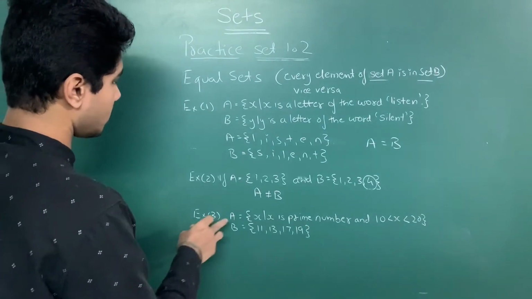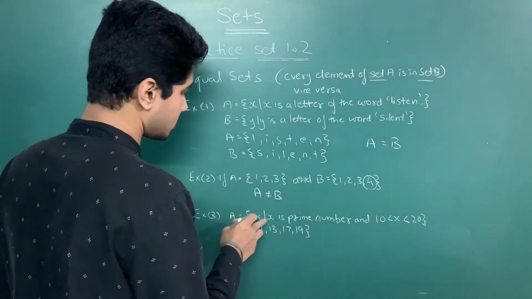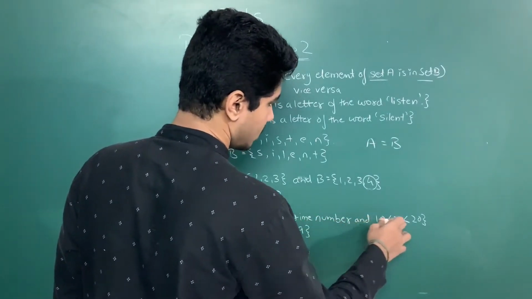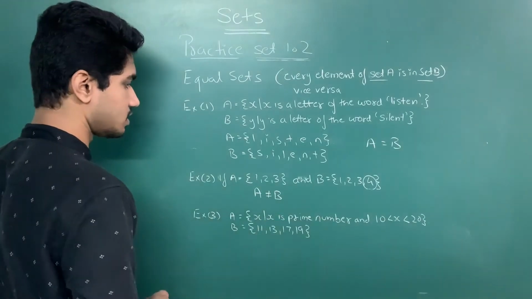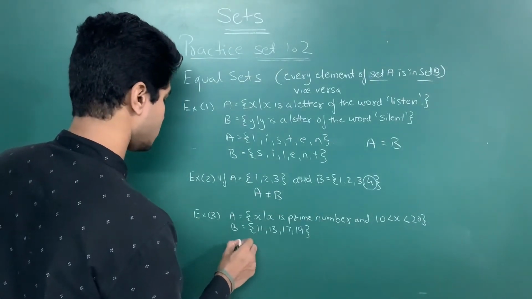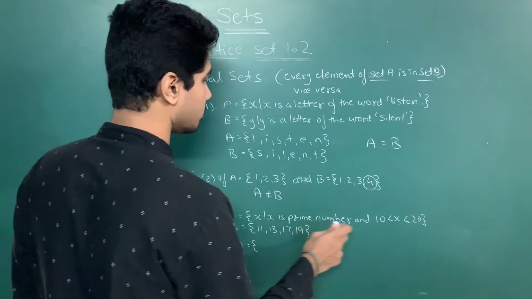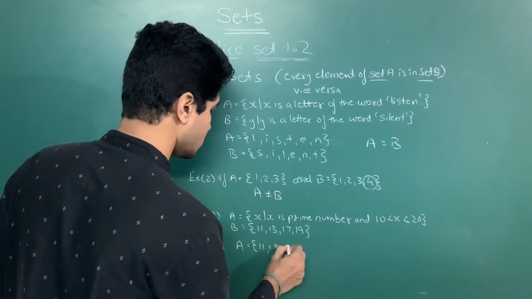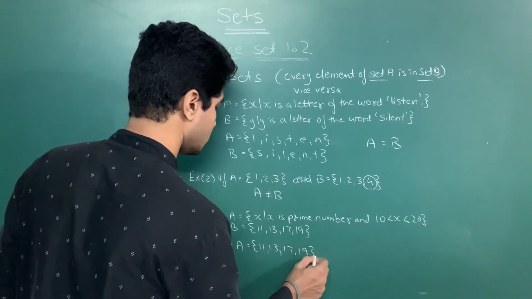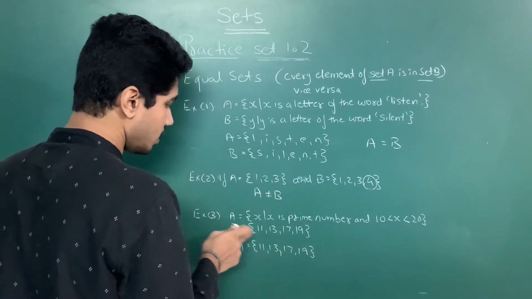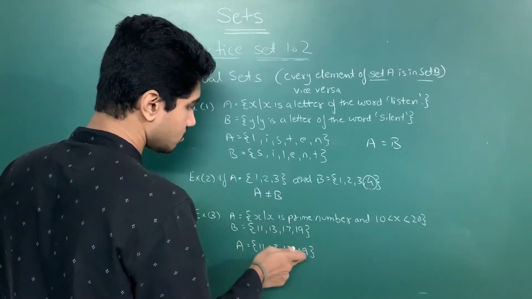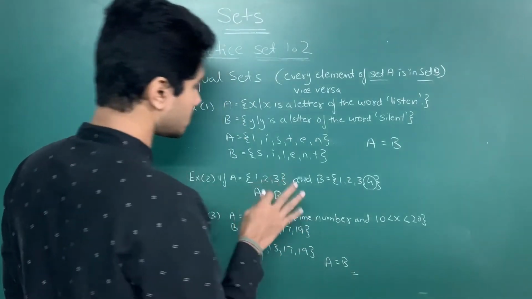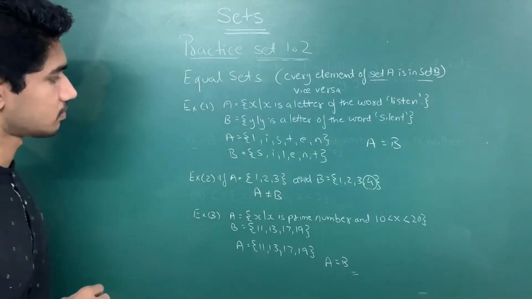Let's see example 3. A is a set of X such that X is a prime number and X is greater than 10 and less than 20. Now this is given in set builder form. We'll write it in the listing method. That is A: prime numbers between 10 and 20 are 11, 13, 17 and 19. Now if you see the set B, the elements are the same. So therefore you can say A is equal to B. So this is called equal sets.